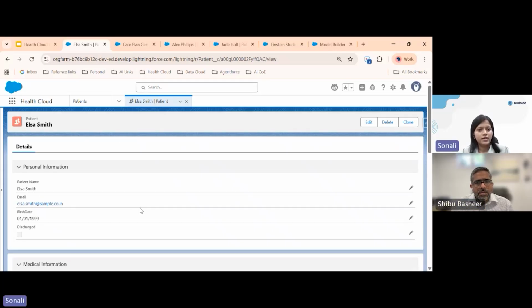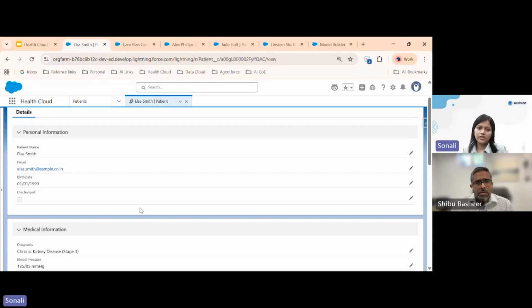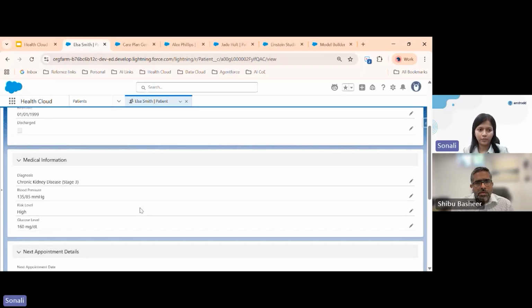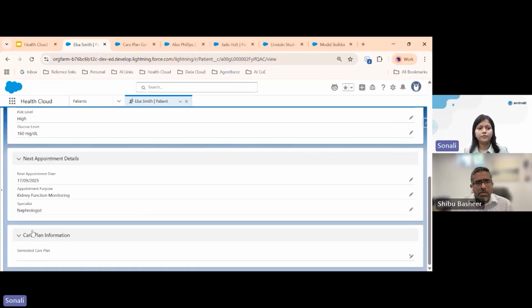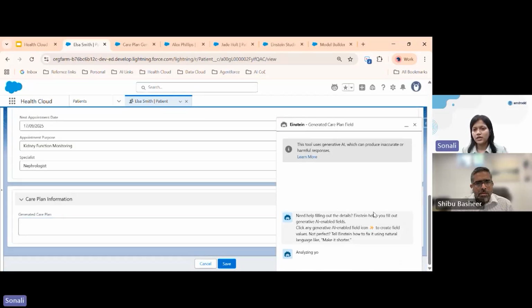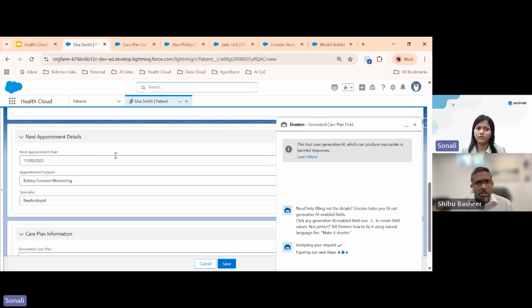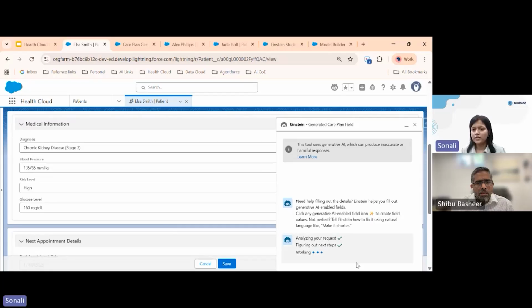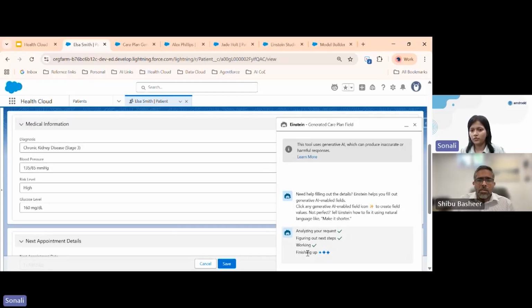So let us take this as an example. This is just instance data. I have one patient with some medical information, and there is a care plan section which is AI enabled. Now I'm asking this AI bot to generate the care plan specific to this patient with this patient's medication history. Behind the scenes, if you see, it is analyzing our request, figuring out the next steps and working.